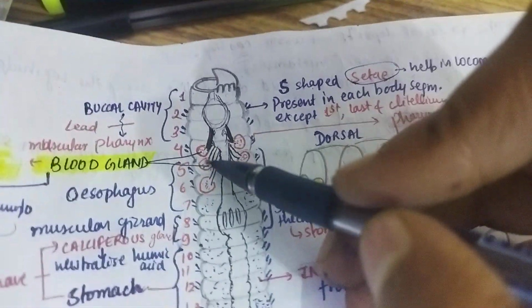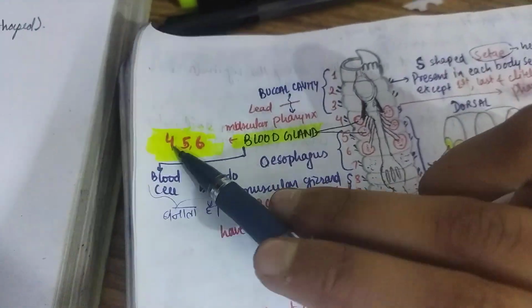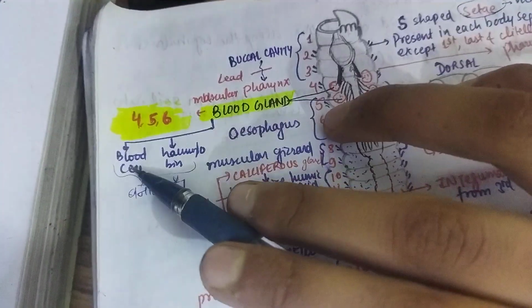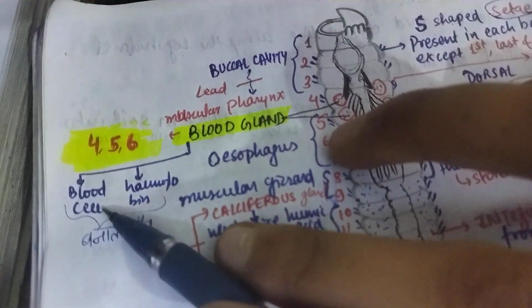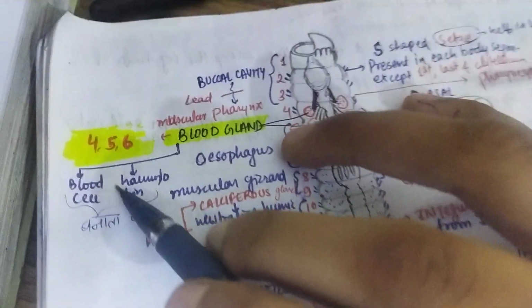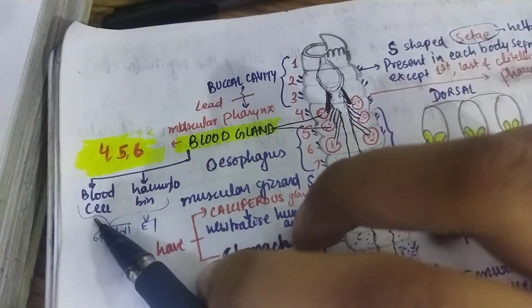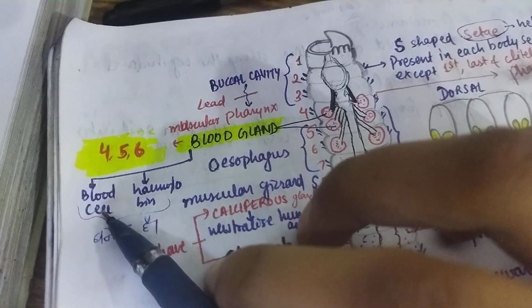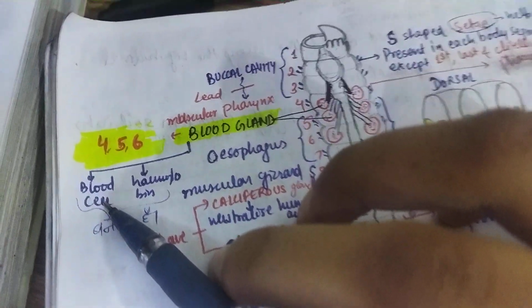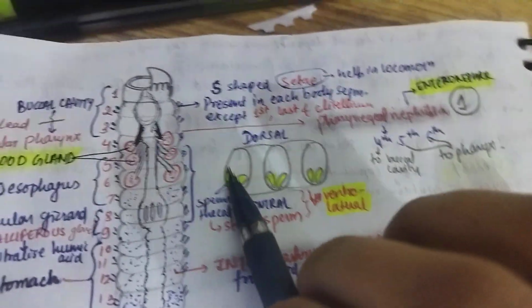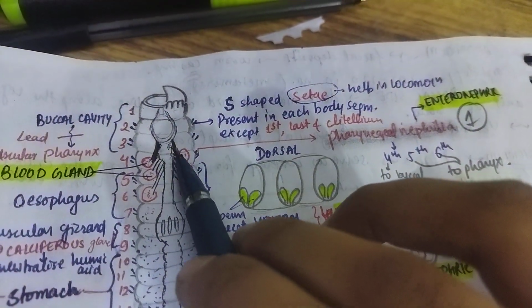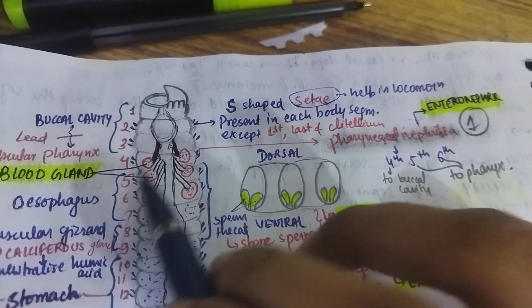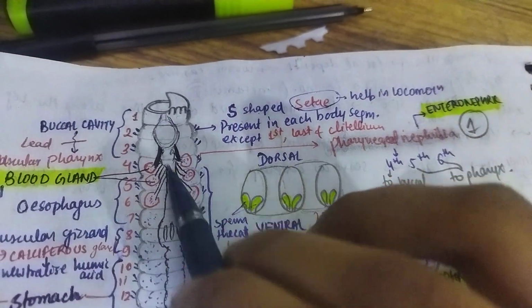Then in between is the presence of the blood glands. The 4th, 5th and 6th segments have the blood glands. What does the blood gland do? It forms blood cells and hemoglobin. In its blood cells, the WBCs are all phagocytic in nature. That's the important point you have to remember. Then the pharyngeal nephridia transfer to the buccal cavity, which is upper, and these 2 transfer to the pharynx, and both get out.